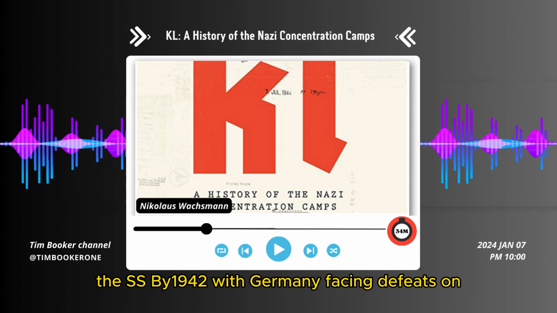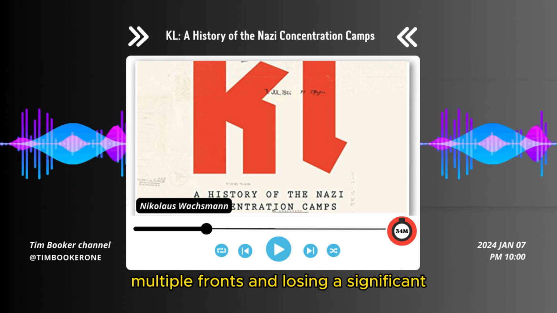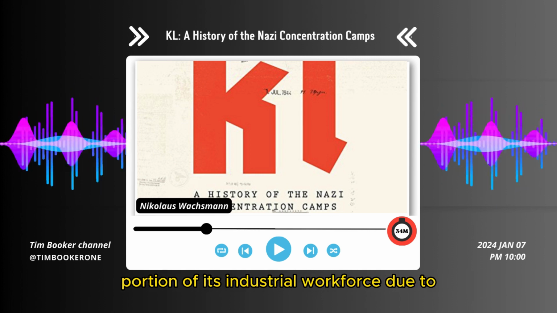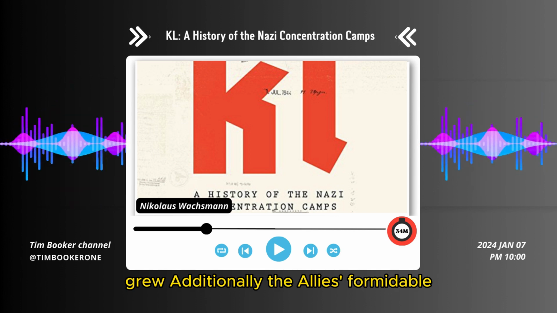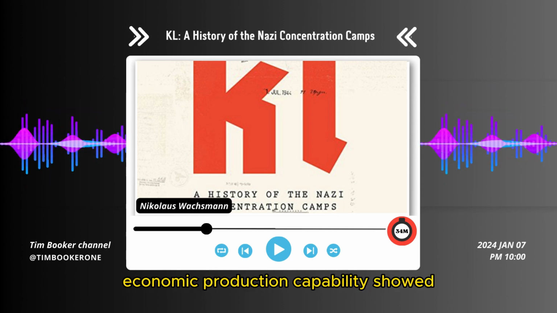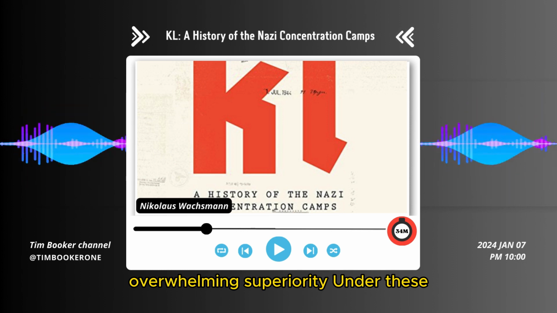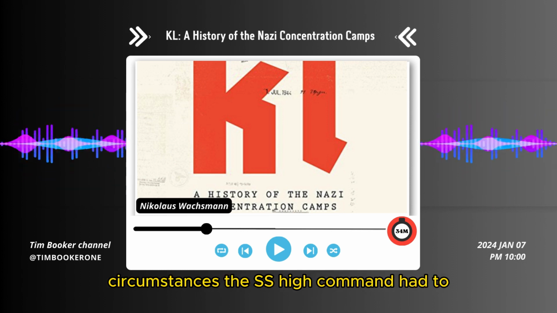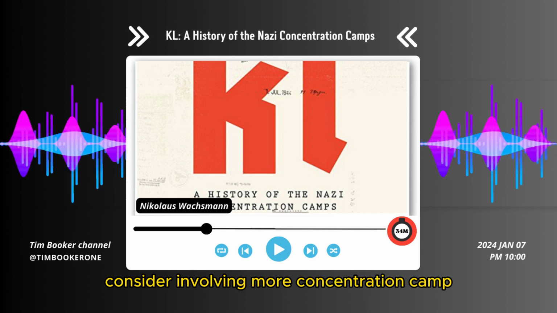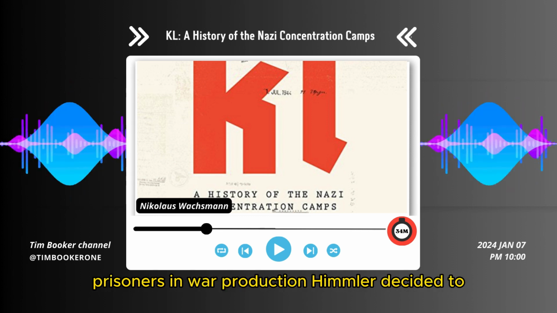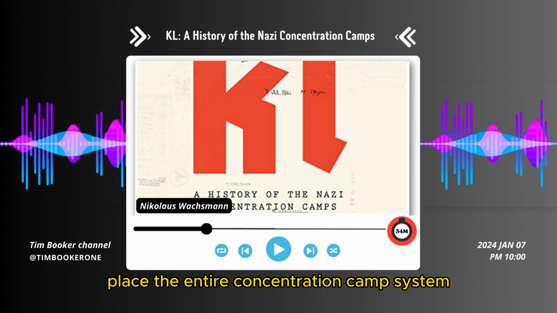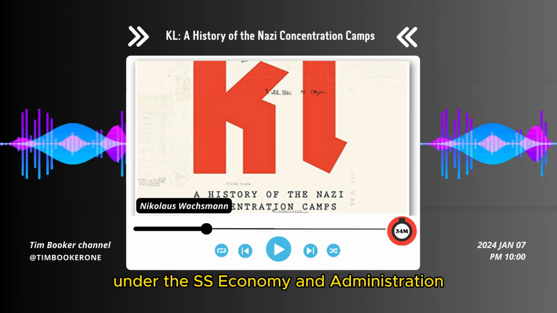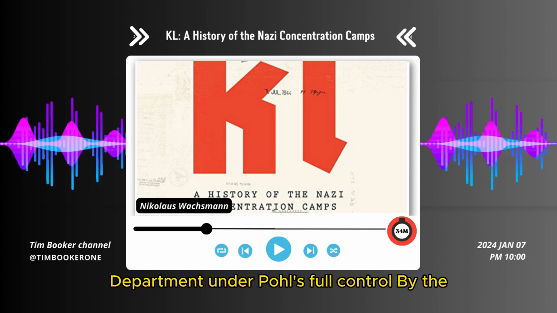By 1942, with Germany facing defeats on multiple fronts and losing a significant portion of its industrial workforce due to conscription, the need for military production grew. Additionally, the Allies' formidable economic production capability showed overwhelming superiority. Under these circumstances, the SS High Command had to consider involving more concentration camp prisoners in war production. Himmler decided to place the entire concentration camp system under the SS Economy and Administration Department, under Pohl's full control.